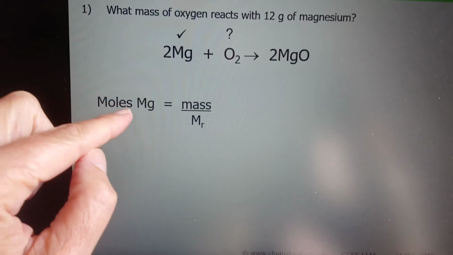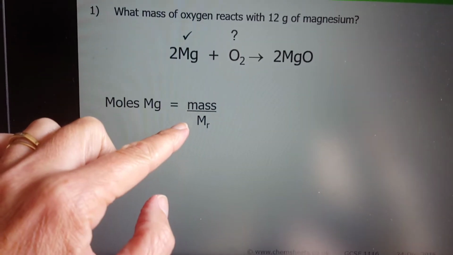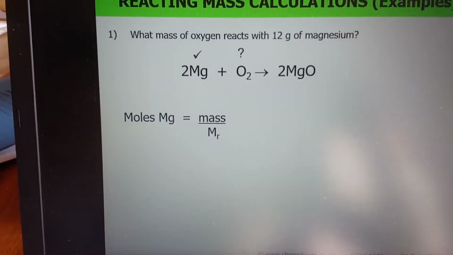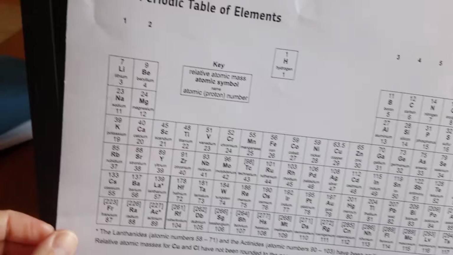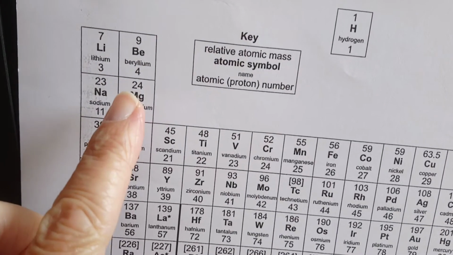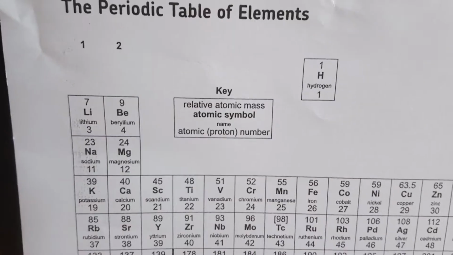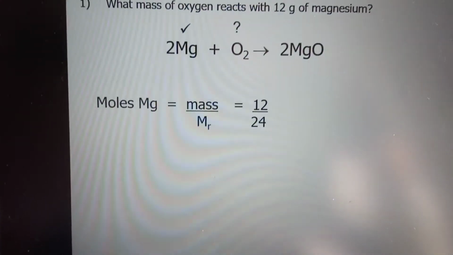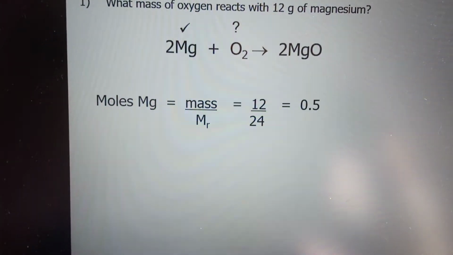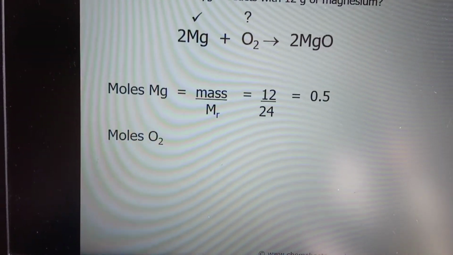So our moles of magnesium, we need to work out first, is going to be our mass over MR. Now we know the mass is 12, and we use our periodic table here to find our mass of magnesium, which is 24, our molar mass. Okay, so our mass in grams is 12, our molar mass is 24. 12 divided by 24 is 0.5 moles.